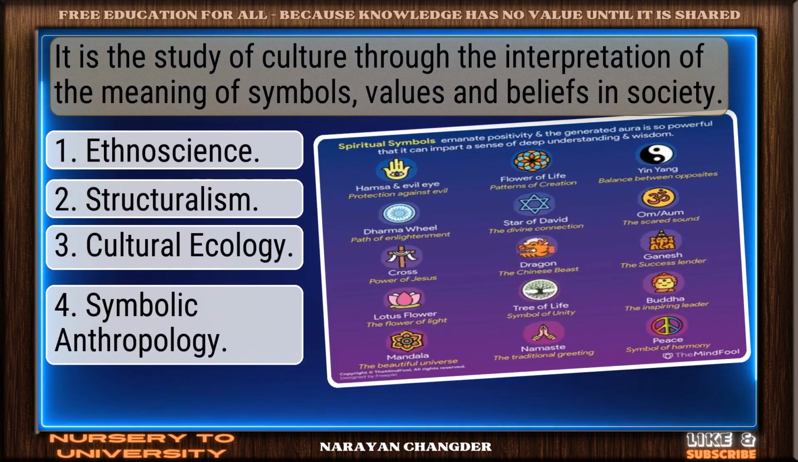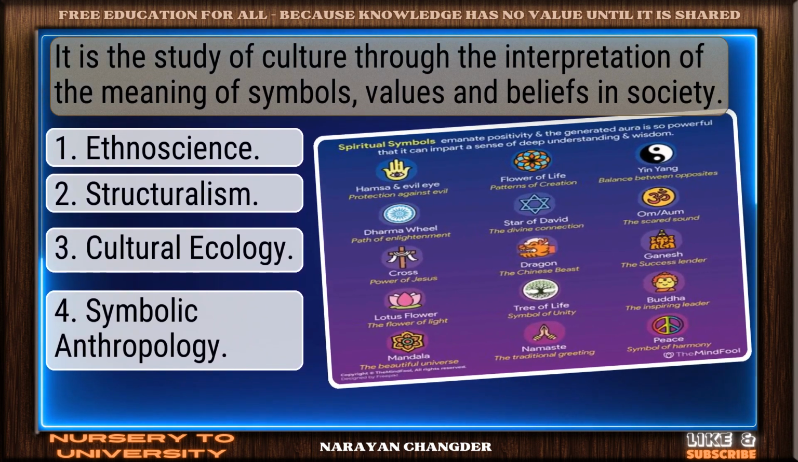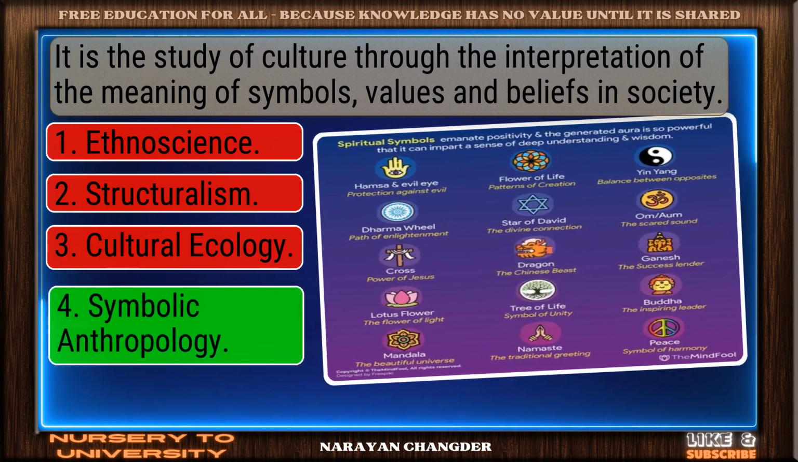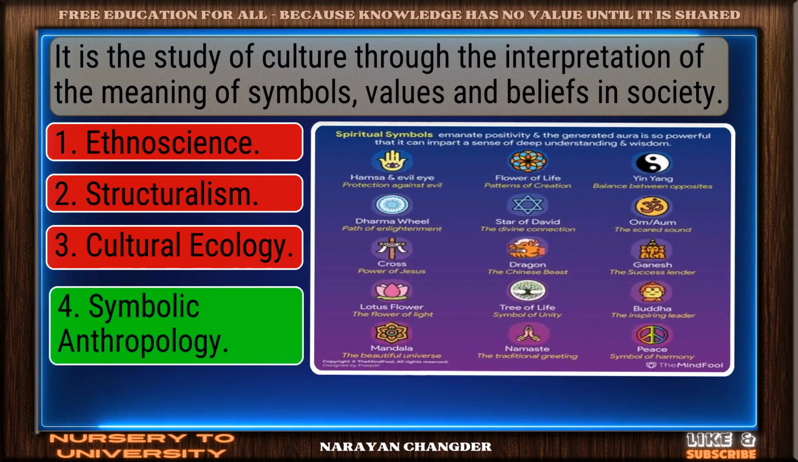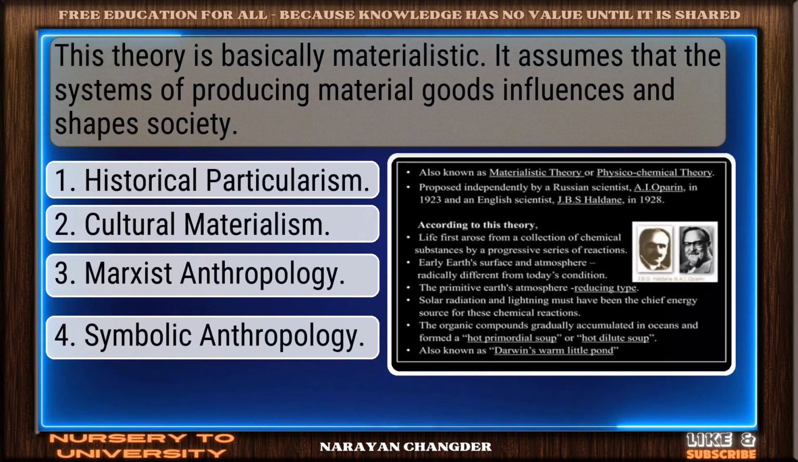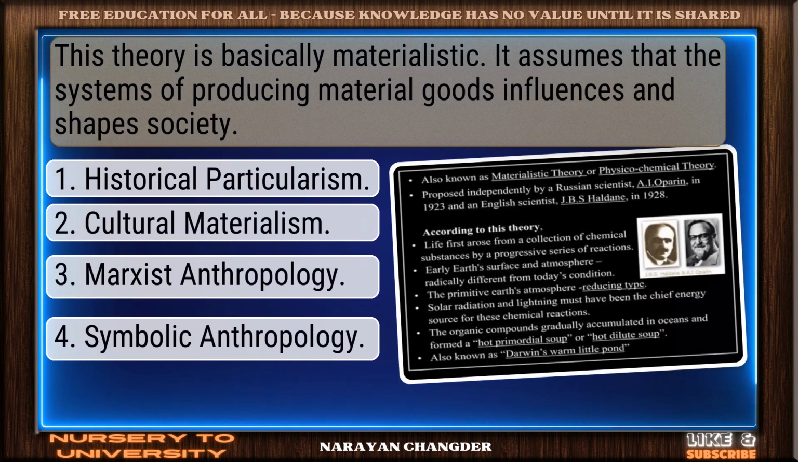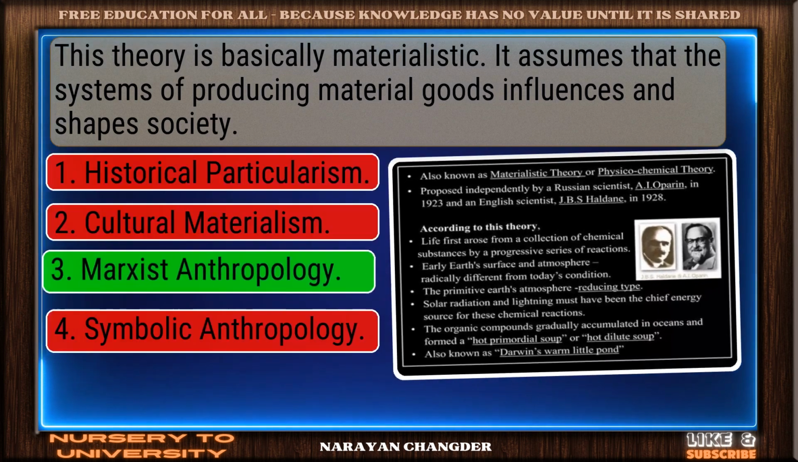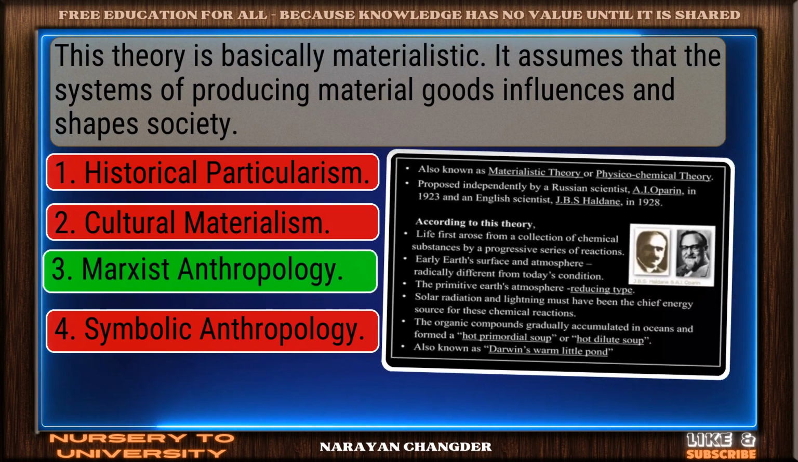It is the study of culture through the interpretation of the meaning of symbols, values, and beliefs in society. Good thinking. Symbolic anthropology is the right answer. This theory is basically materialistic. It assumes that the systems of producing material goods influence and shape society. Clear logic. Your choice Marxist anthropology is sound.